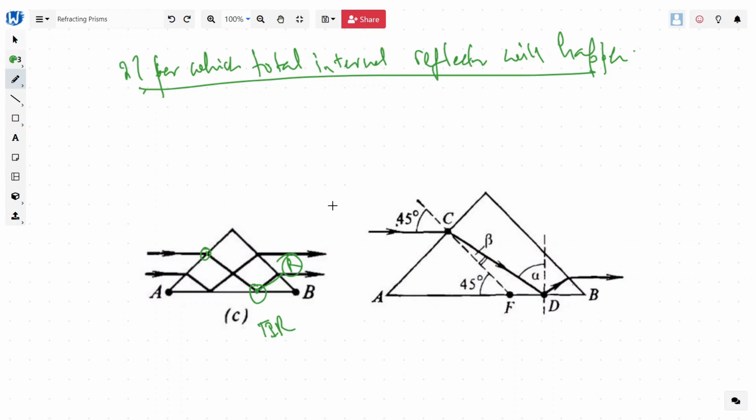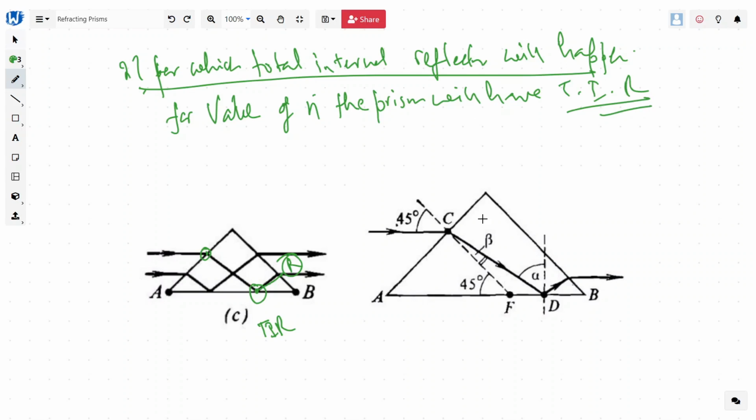What will be the condition for the value of n? We are just interested in the value of n: for what value of n do you have total internal reflection, TIR. So I've drawn a little bit bigger diagram to understand. The ray of light is coming like this, and we know this is 90 degrees and this is 45, right? Again, this is 90, so hence this has to be 45.